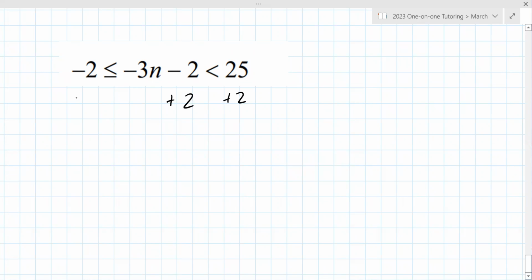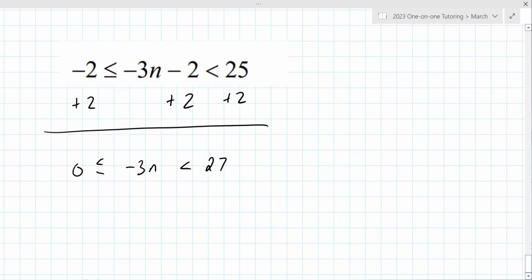Did you add 2 to everything? Yeah. Okay. So right now it's 0 less than or equal to -3n less than 27. What did you divide everything by? -3. Okay, very good. Now that switches the inequalities. What is 0 divided by -3? -9? 0? Oh, wait, sorry, 0. On the left, yeah, on the right, it's -9.